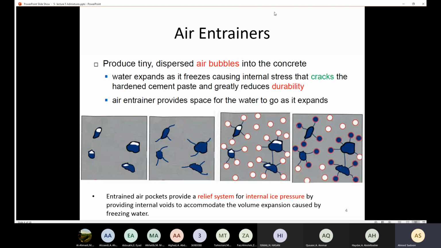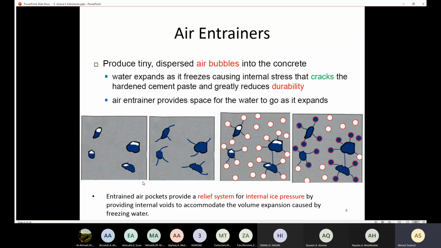The air-entrainers is a chemical admixture. When we mix the cement with air-entrainers, then the air-entrainers are going to produce tiny dispersed air bubbles in the concrete. They are going to look like that, small bubbles in the concrete when I use air-entrainers. So what is the benefit of the air-entrainers?